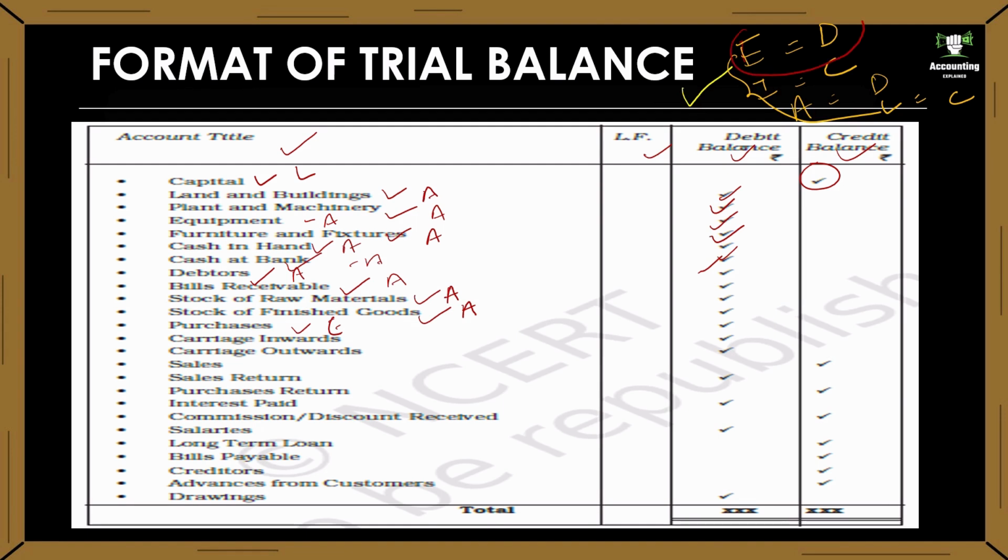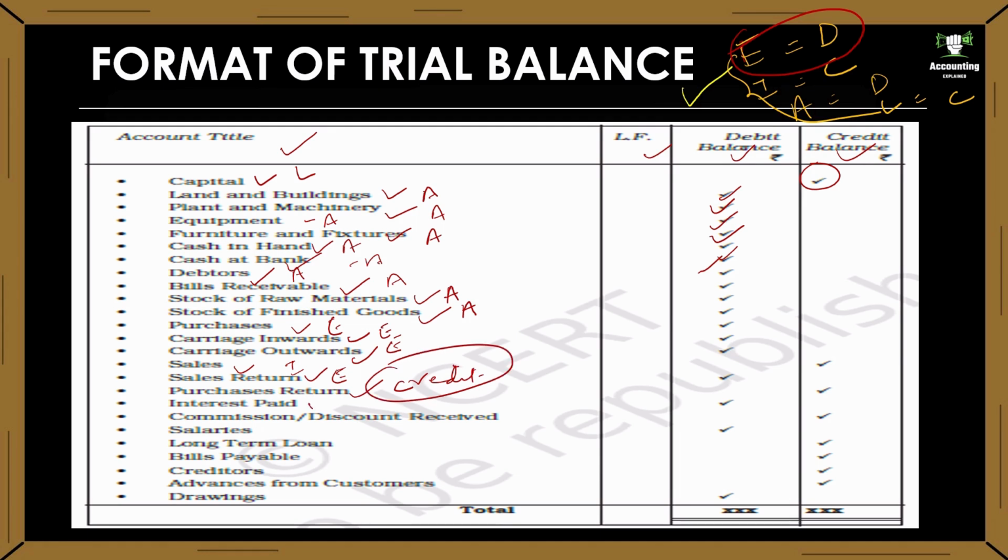See here, expenses will have a debit balance. Carriage inwards again is an expense, so it will have a debit balance. Carriage outwards, expense, debit balance. Sales, income, the credit balance. Sales return is the opposite of sales, so it will have a debit balance. It's treated as an expense and it will have a debit balance. Purchase return is again the opposite of purchases. Purchases will have a debit balance, so purchase return will have a credit balance.